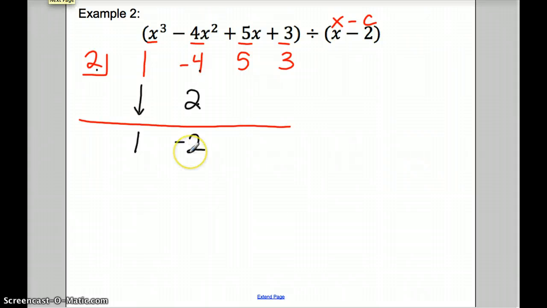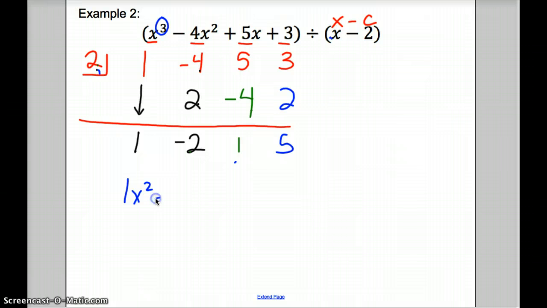Now we do -2 times 2 to get -4. We add them together to get 1. One last time, we're going to do the 2, the c value, times 1 to get 2, add them together to get 5. So my result for this one is, once again, we take this power and we drop it by 1 because we're dividing by a power of 1, and we'll get 1x squared minus 2x plus 1 plus 5 over x minus 2. The remainder always goes over the divisor.